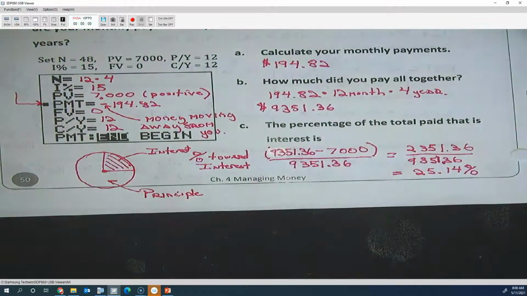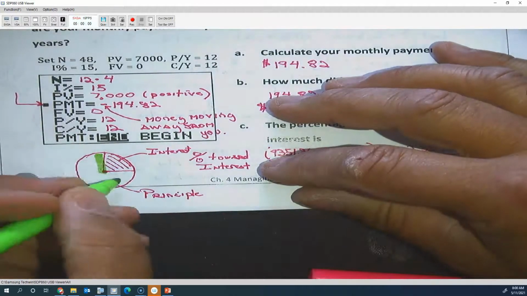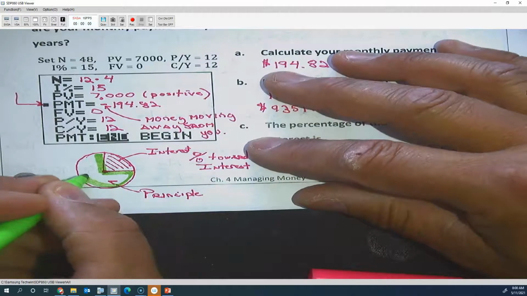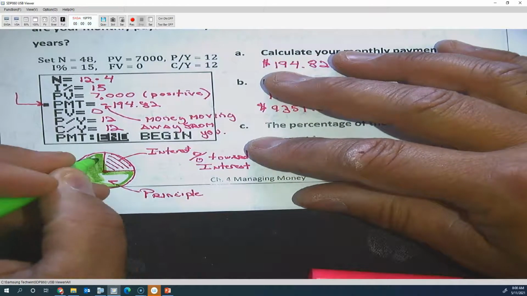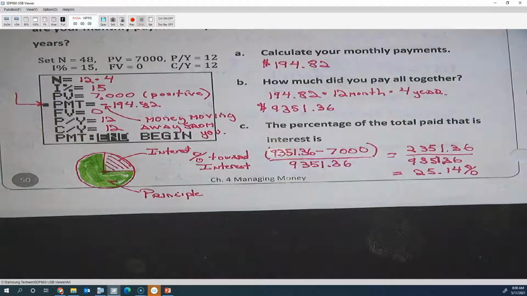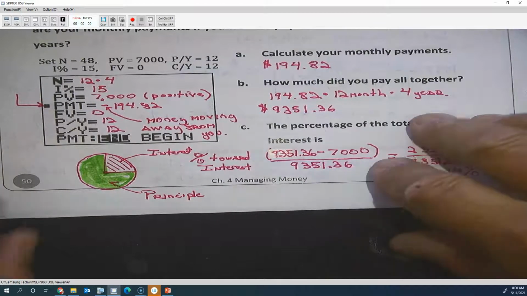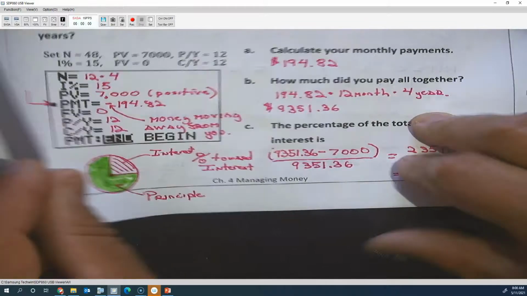So out of all that money that you sent them, the red part went to paying off the interest. That goes to the credit card company. That's how they make their money. And that big chunk of what you sent in goes towards what you owed. Okay, I think we're done.